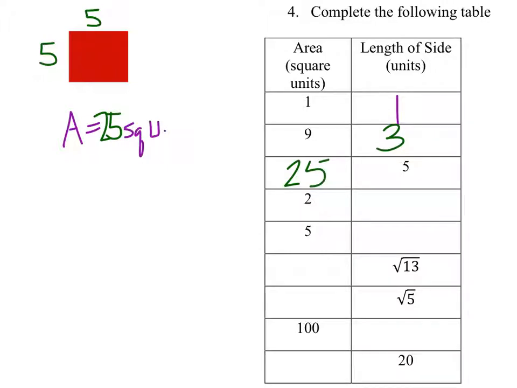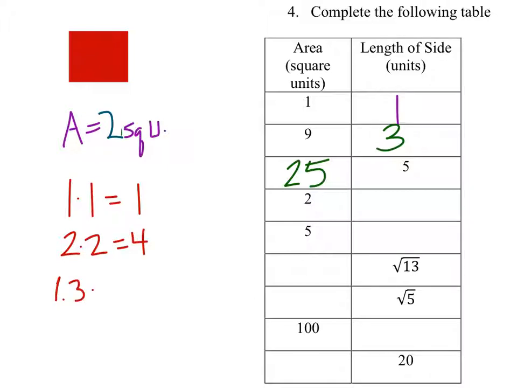Alright, now this one is the one where we got to look and be very careful with the values that we use, because now it is an area of 2 square units. So what two numbers multiply to give us 2? Well, again, we could look at some values. 1 times 1 is 1. That's close. 2 times 2 is 4. That's a little bit too high, so we could try like 1.4.